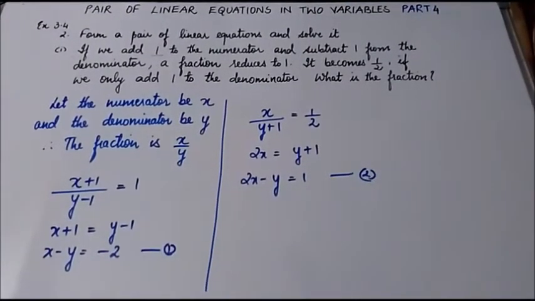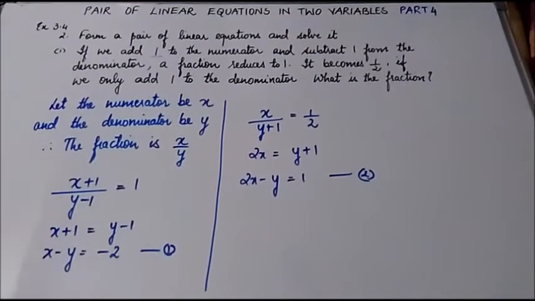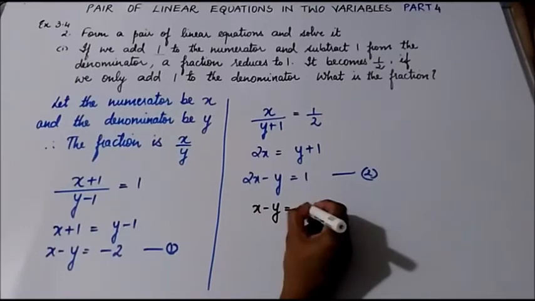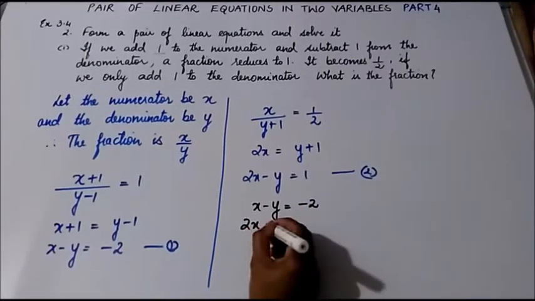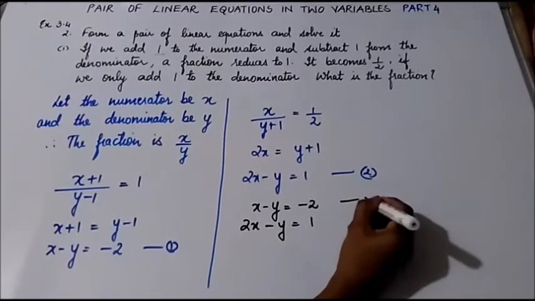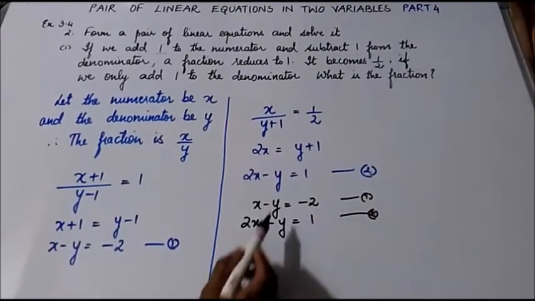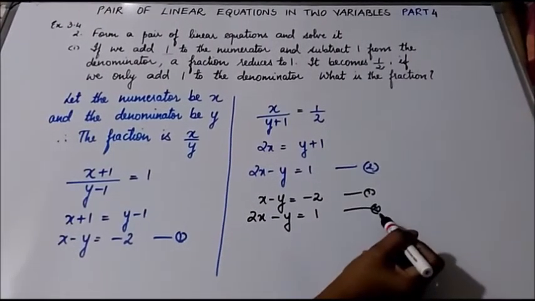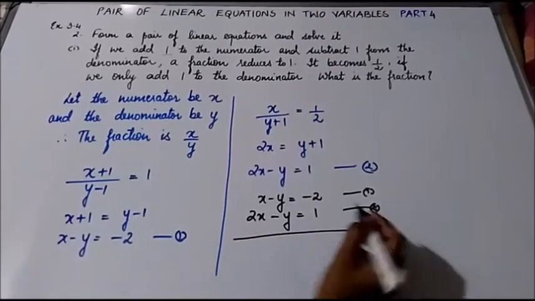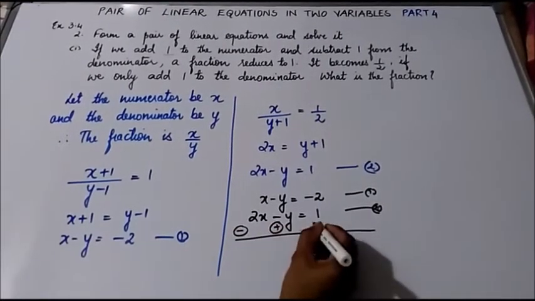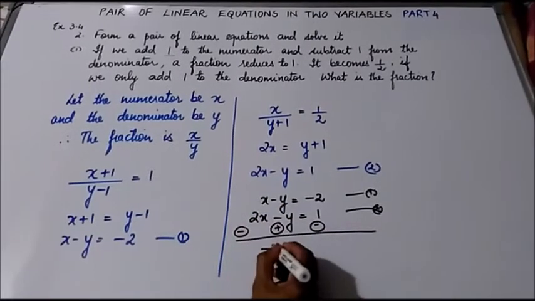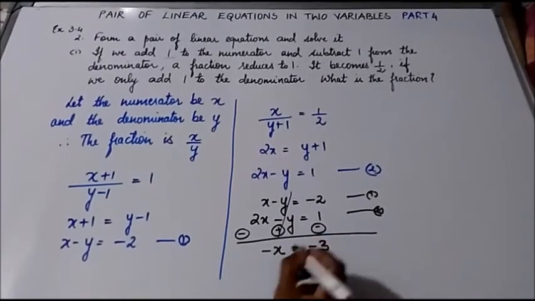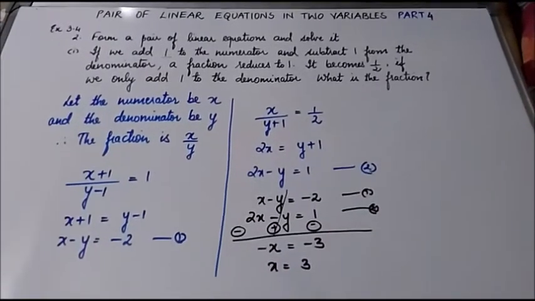Now both the equations we will solve by elimination method. The first equation was x minus y is equal to minus 2. Here it is 2x minus y is equal to 1. Here we see the coefficient of y is the same, even the sign is the same. That means we have to subtract equation 2 from equation 1. Minus, plus and a minus. This will give us minus x. Here the y term will get cancelled. Here you will get minus 3. That means x is equal to 3.